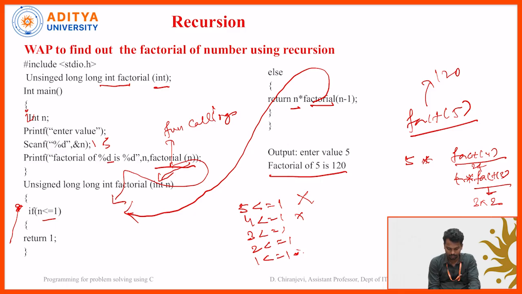I am printing factorial of %d is %d. The first %d will reflect n and the second %d will reflect the factorial value. That is how the factorial of 5 is displayed as 120.